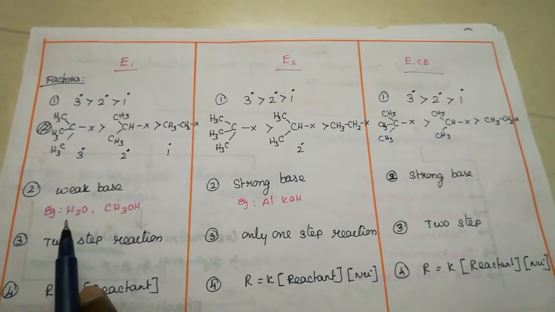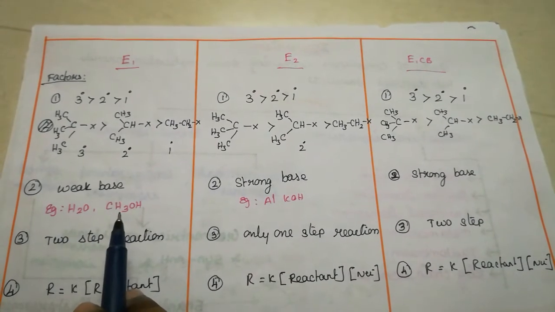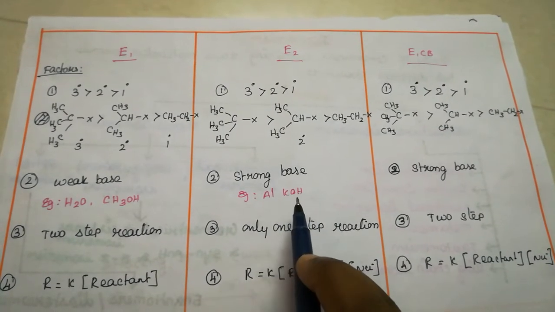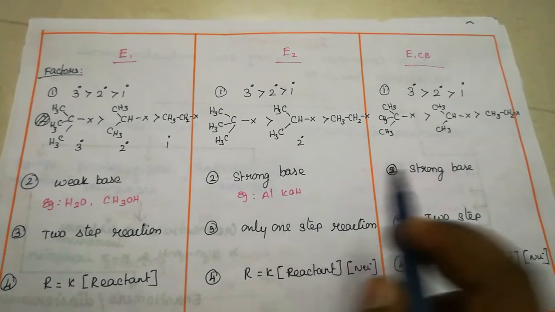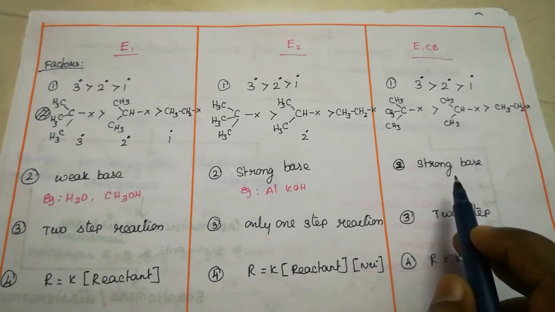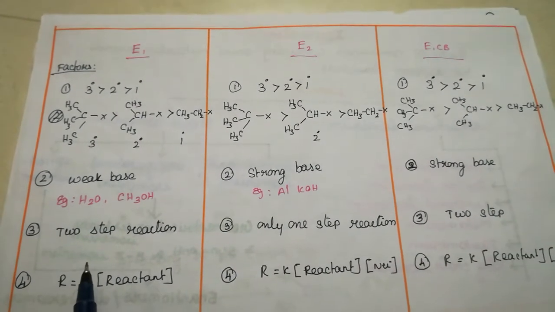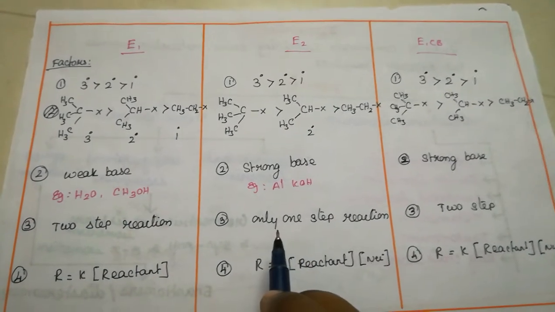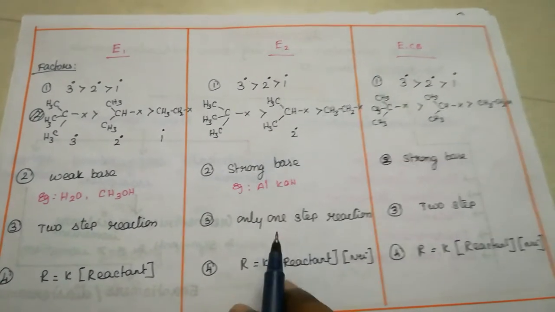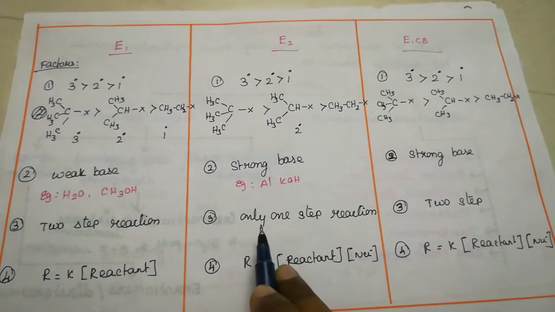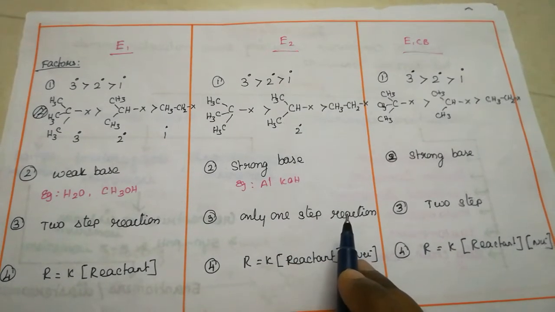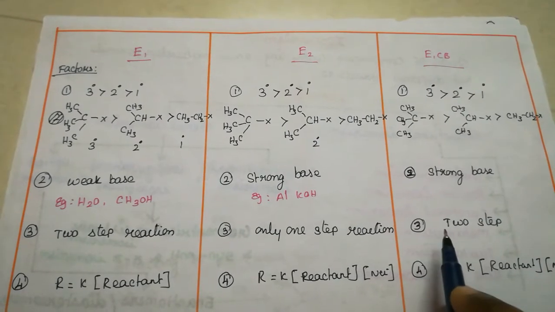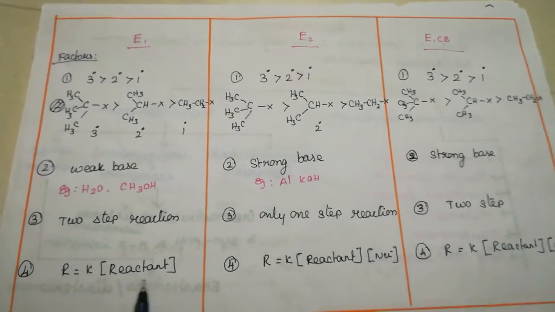Examples of weak base are water molecule and methanol. Here the strong base is alcoholic KOH. Here also a strong base. It is a two-step reaction mechanism. The E2 mechanism occurs in only one step. Here E1CB also has a two-step mechanism.